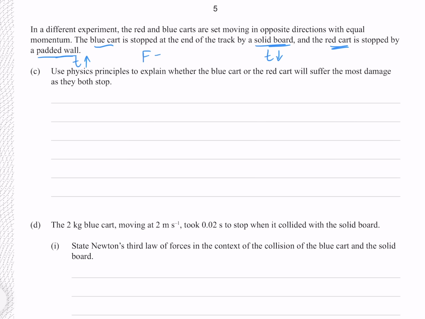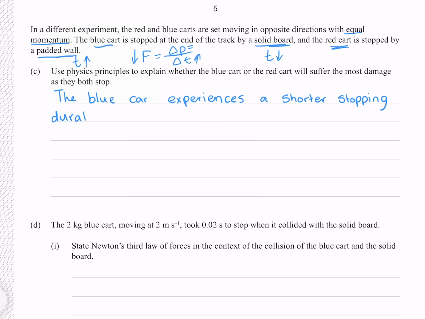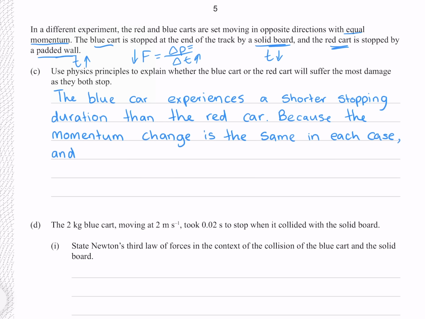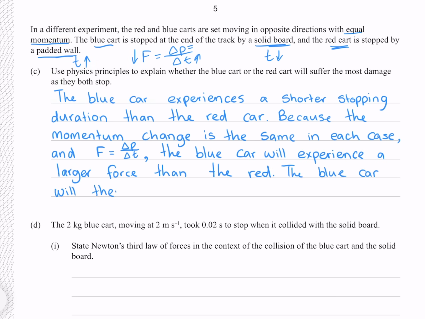Knowing that our force is equal to our change in momentum divided by the duration over which it changed, assuming there is equal momentum as we are told to do here, a lower duration is going to result in a higher force, and vice versa. The blue cart experiences a shorter stopping duration than the red cart. Because the momentum change is the same in each case, and F equals delta P over delta T, the blue cart will experience a larger force than the red. The blue cart will therefore suffer more damage.